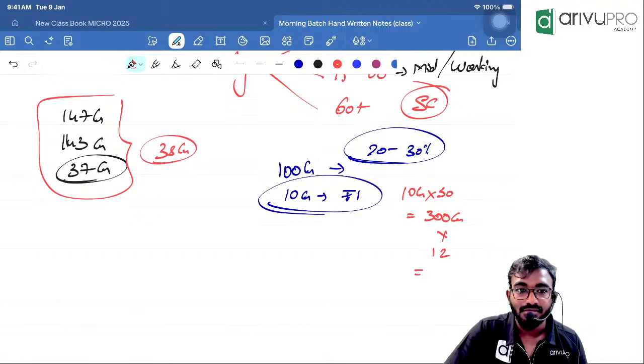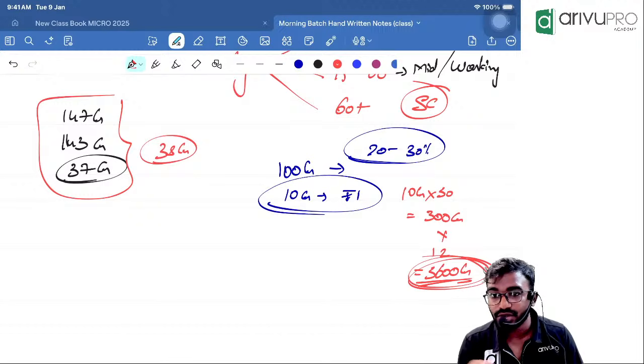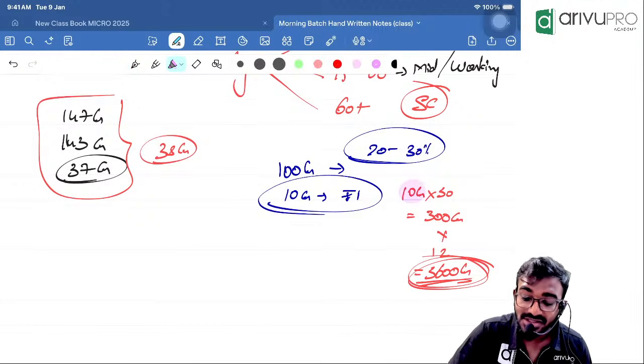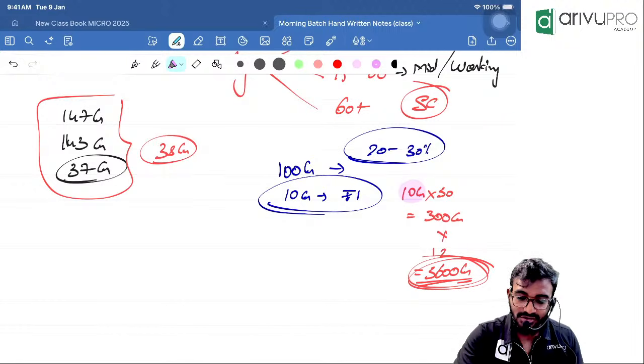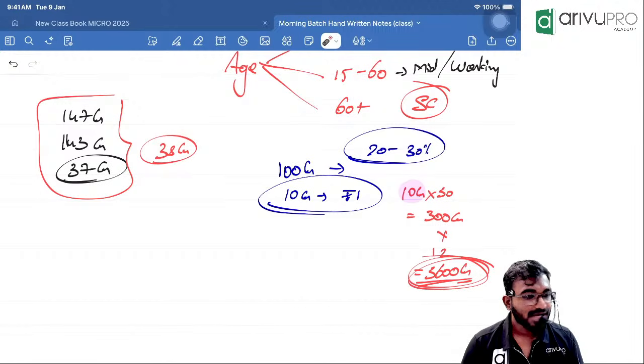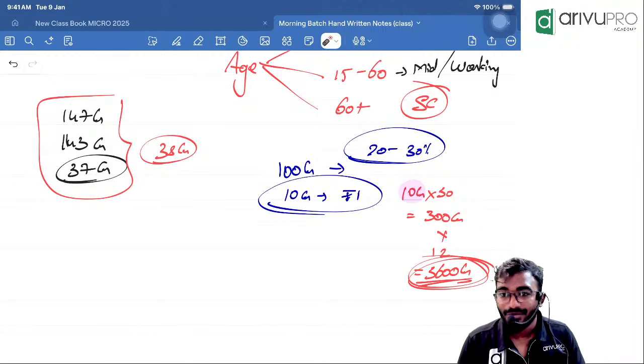Into 12. 300 into 10 is 3000. 300 plus 300, another 6000. 3600 crore of turnover by just selling 1 rupee shampoo in India, just by considering 10% market share. But in reality, most of the FMCG brands have 20 to 30% market share. That means you need to multiply this with another 2 or 3, approximately 10,000 crores by just selling a 1 rupee shampoo product.